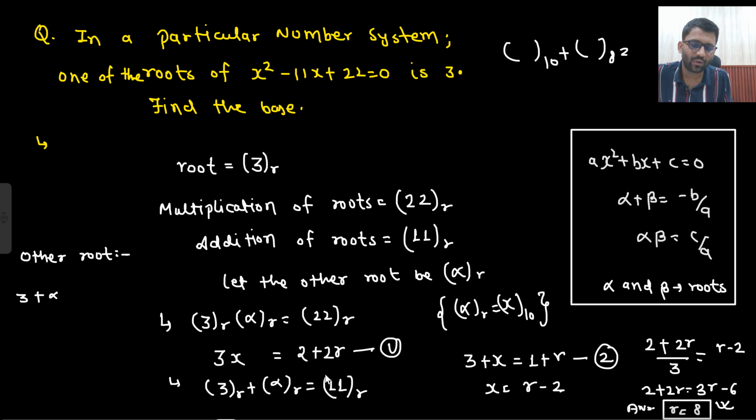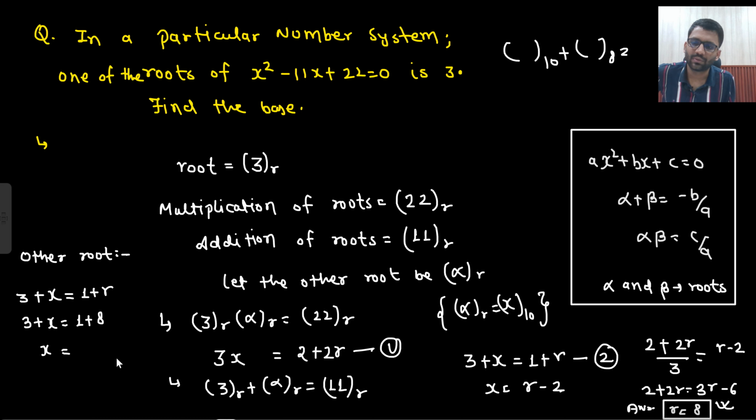Now I will put my r in this particular equation. In the equation 3 plus x is equal to 1 plus r, I am putting 3 plus x. So 3 plus x would be equal to 1 plus r, and r is 8.